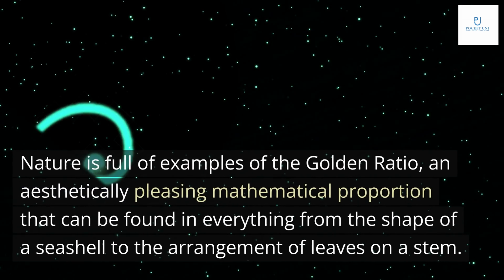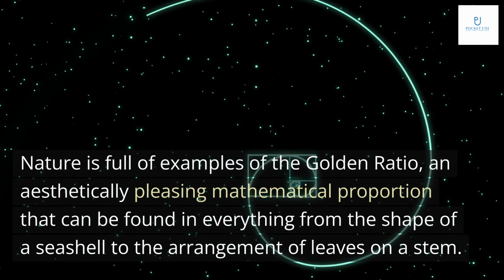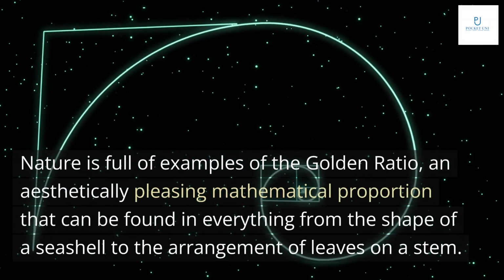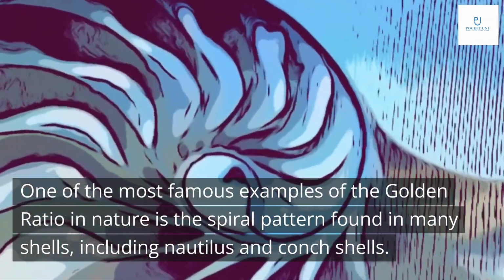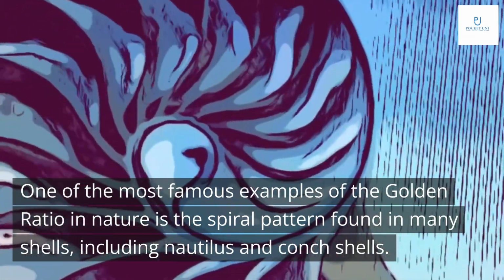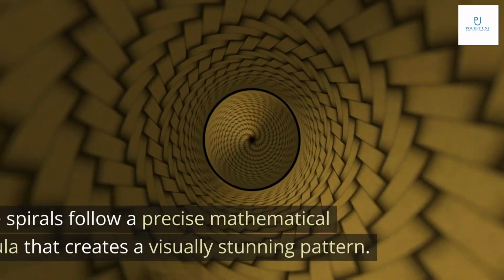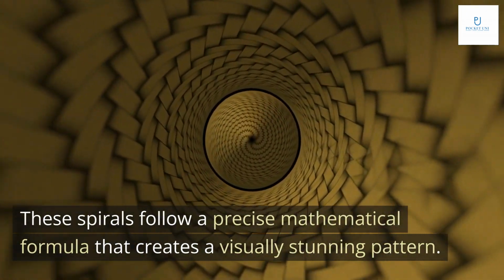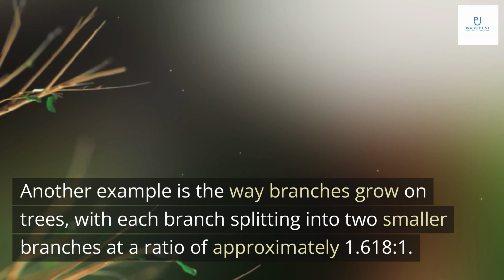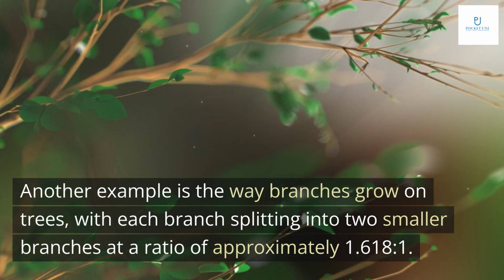Nature is full of examples of the golden ratio, an aesthetically pleasing mathematical proportion that can be found in everything from the shape of a seashell to the arrangement of leaves on a stem. One of the most famous examples of the golden ratio in nature is the spiral pattern found in many shells, including nautilus and conch shells. These spirals follow a precise mathematical formula that creates a visually stunning pattern. Another example is the way branches grow on trees, with each branch splitting into two smaller branches at a ratio of approximately 1.618 to 1.